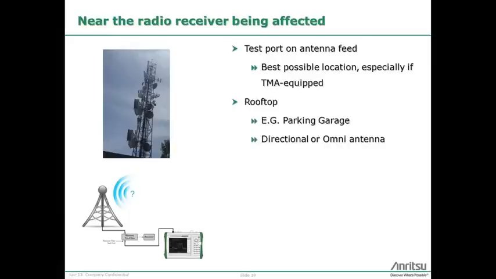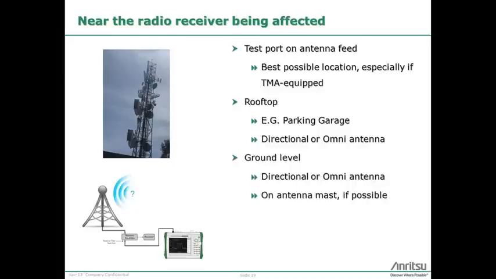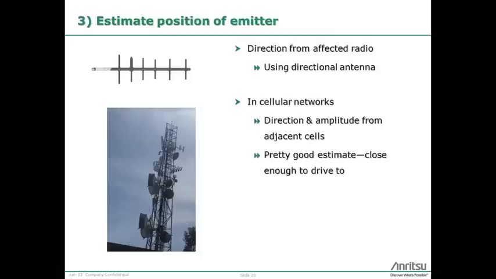Second best place would be on a rooftop, or maybe a parking garage, a particularly convenient rooftop to get to, using an omnidirectional or directional antenna. A directional antenna will have higher gain and give you an indication of where the source is coming from. Or third choice would be at ground level, with again a directional or omnidirectional antenna. And if you have an antenna mast that you can raise up, that'll help again get out of the clutter, or if not, at ground level.